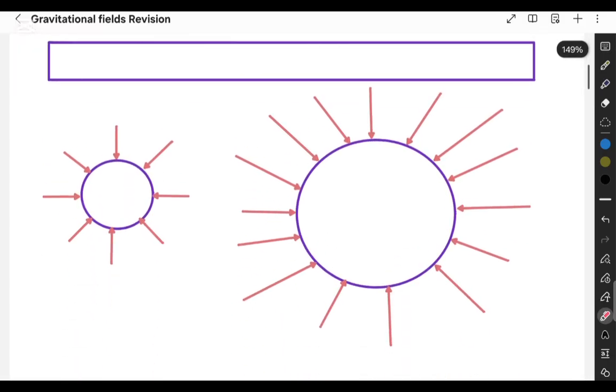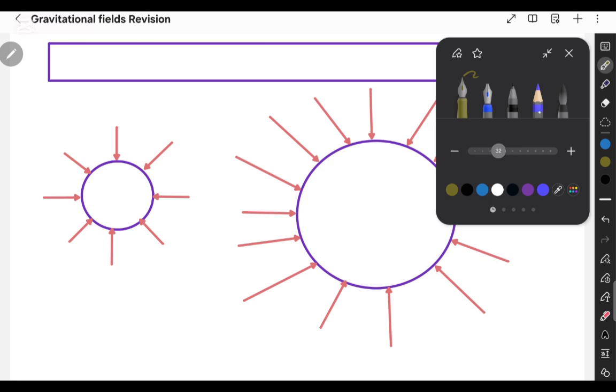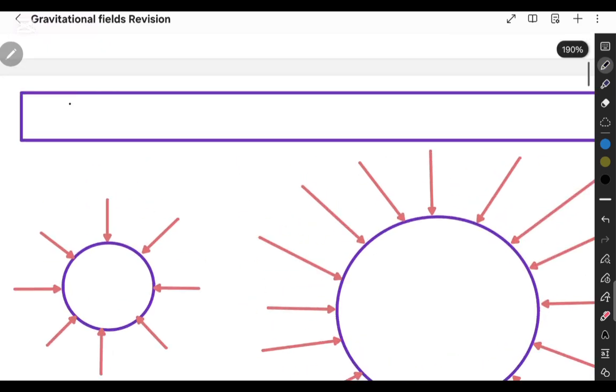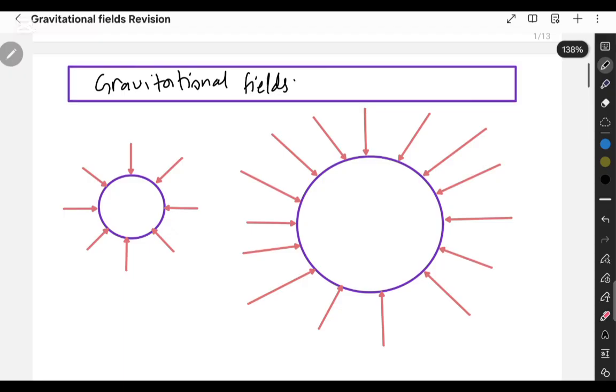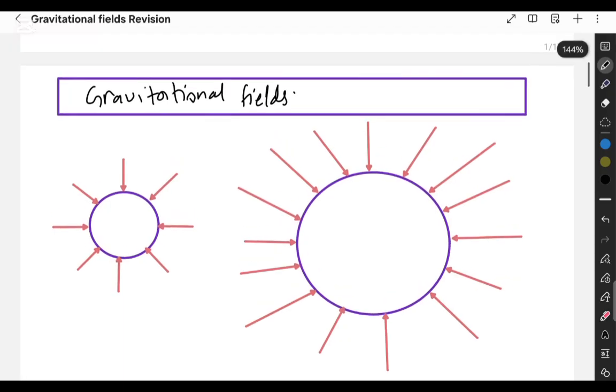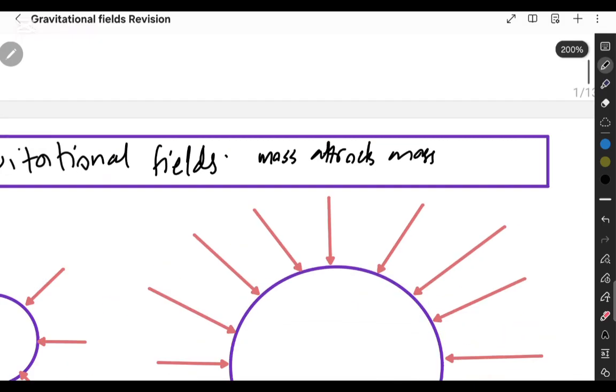So first of all, let's try to understand what is a gravitational field. You should already know what a gravitational field is. Gravitational fields are basically always attractive. That's the first thing you have to understand. They're always going to be acting towards the mass. There's a thing that I like to always say, that mass attracts mass, right?